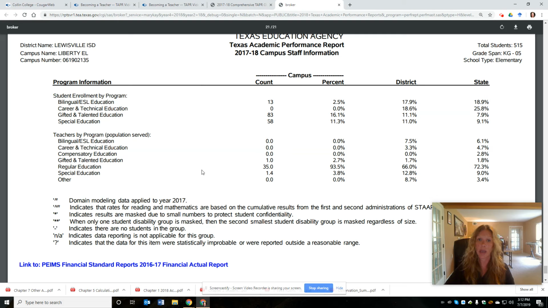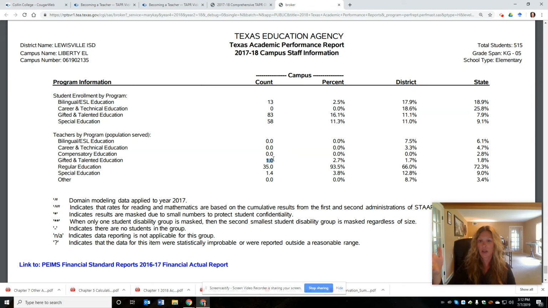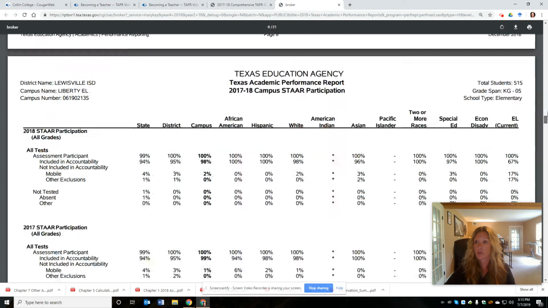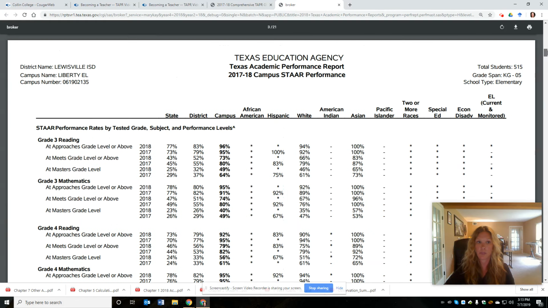And then the teachers by the program served, so we see that even though there's a high gifted and talented population, there's only one GT teacher. And that's not atypical. We see that a lot across districts. We do see that for the 58 special education students, however, we have 1.4 special education teachers, which again is not atypical to see, because those programs require a lot more as far as related and educational services go. So now let's go back up, again, sorry for the scroll, and look at performance data.